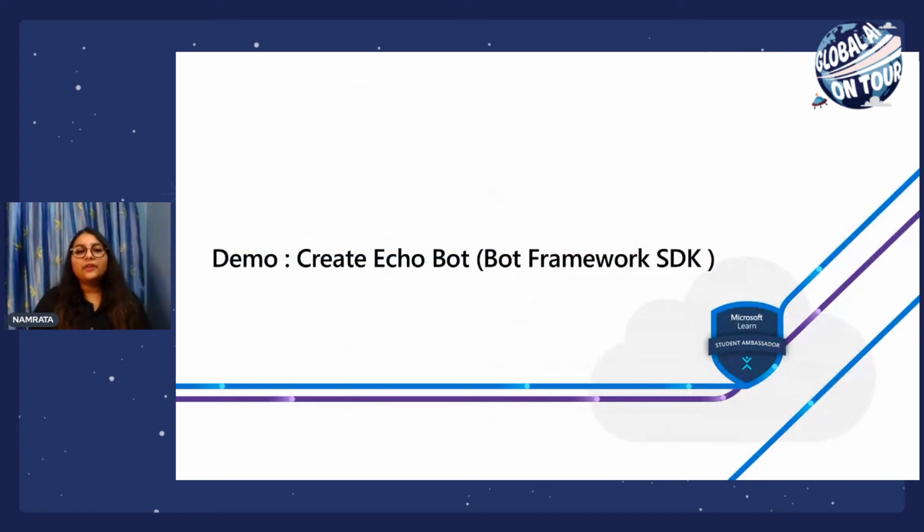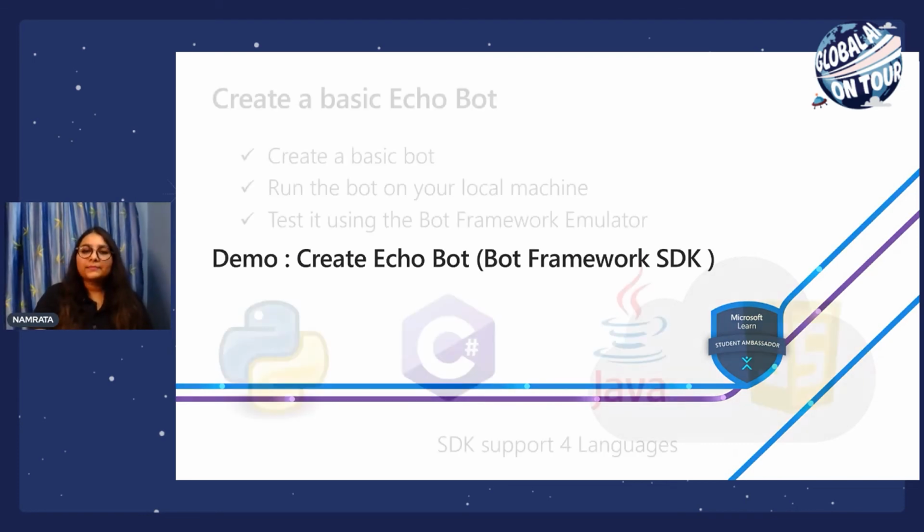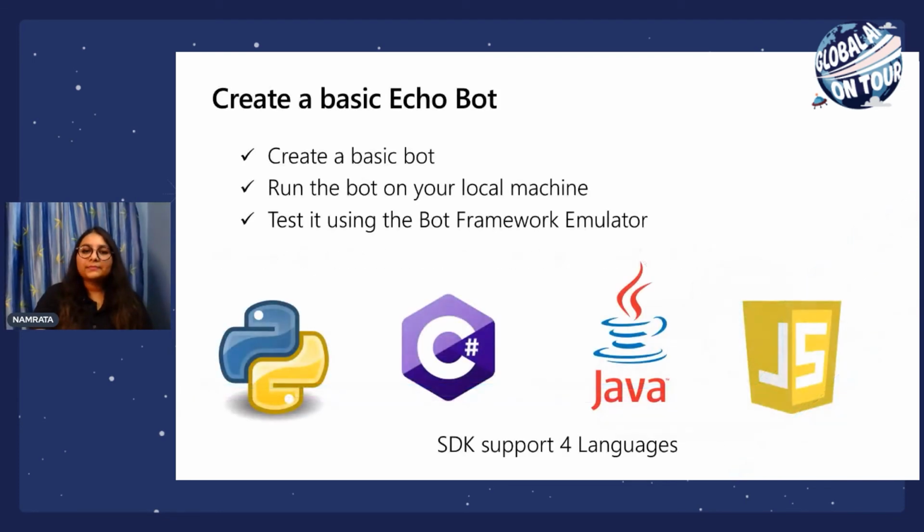Okay, so I'm going to start with a short demo just to show you what a bot is, what an EchoBot is, and how you can make it using the open source SDK. For creating an EchoBot, you first create a basic bot, then run it on your local machine using terminals, then test it in the emulator. Emulators are downloaded onto your local machine, and there you can test your bot, to see whether it is working the way you designed and coded it or not.